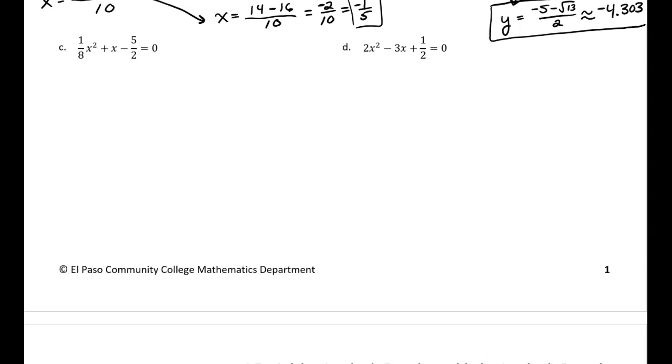NCBM 0324, Section 1.7, Solving Quadratic Equations with the Quadratic Formula, Part 3.